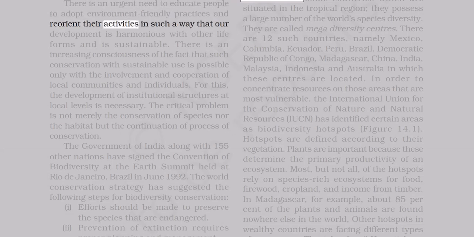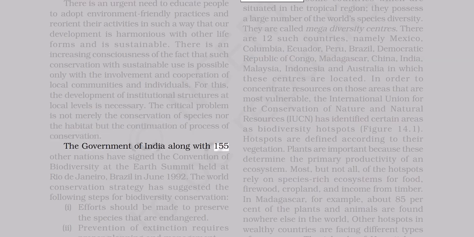There is an urgent need to educate people to adopt environment-friendly practices and reorient their activities in such a way that our development is harmonious with other life forms and is sustainable. There is an increasing consciousness of the fact that such conservation with sustainable use is possible only with the involvement and cooperation of local communities and individuals. For this, the development of institutional structures at local levels is necessary. The critical problem is not merely the conservation of species nor the habitat, but the continuation of the process of conservation.